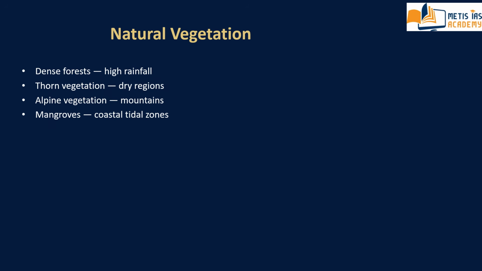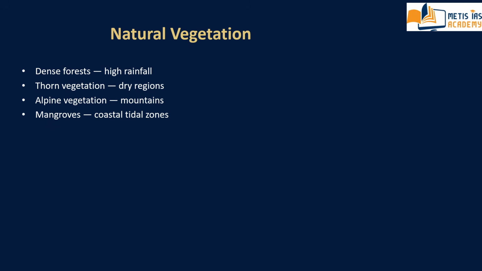And next, natural vegetation. Natural vegetation refers to plant life growing without human interference. India's vegetation includes tropical evergreen forests, tropical deciduous forests, thorn vegetation, mountain vegetation, and mangrove forests. These are the types of vegetation growing in India.